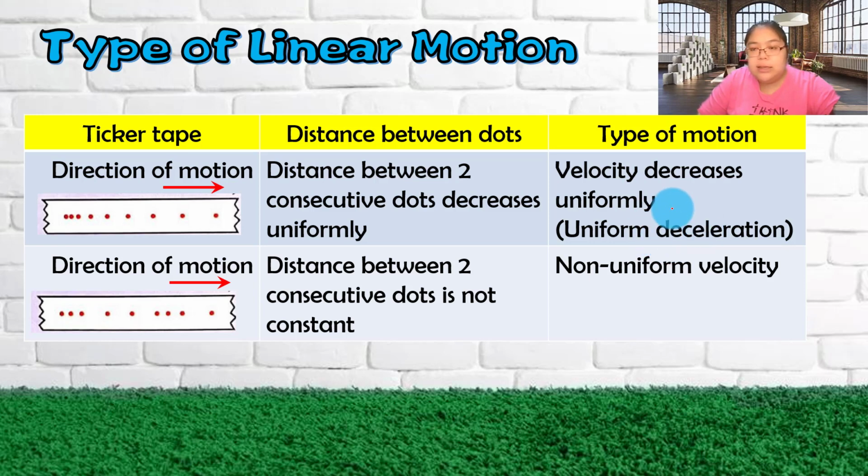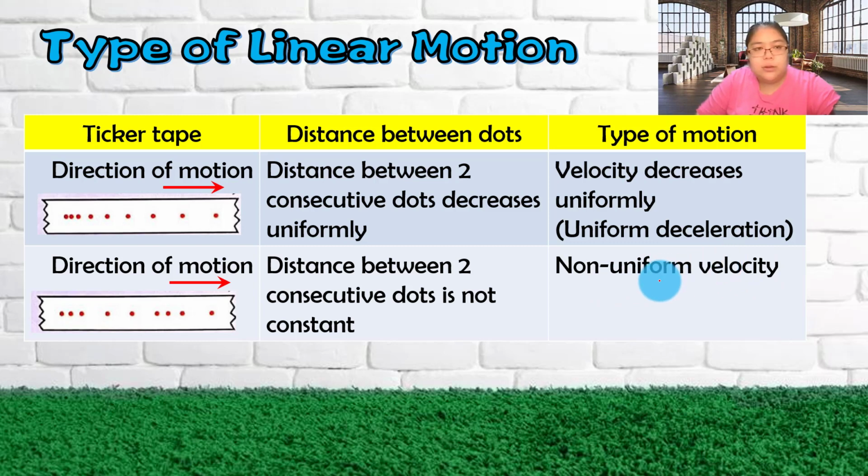Okay, we use deceleration. After that we go to see another one. The direction of the motion again. Can you see the dots? They are not constant. They keep closer, keep further, keep closer, keep further. So the distance between two consecutive dots is not constant. So we can say there's a non-uniform velocity.